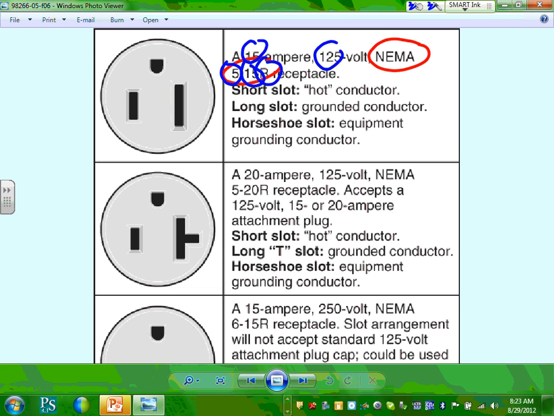The receptacles, they always rate them a little bit higher than the nominal voltage for safety reasons, if that makes sense. Okay, so that's how they do them. You know how the slots are, the grounded and the grounding. Look at this one here. NEMA calls this 5-20. So when you see 5, it's a 120 system. When you see the 20, it's 20 amp. When you see R, it's a receptacle.